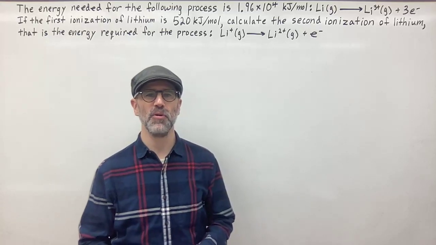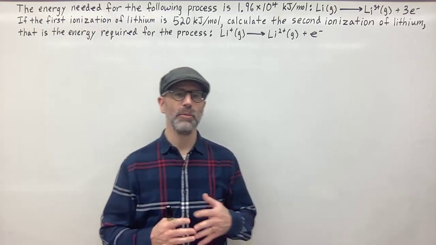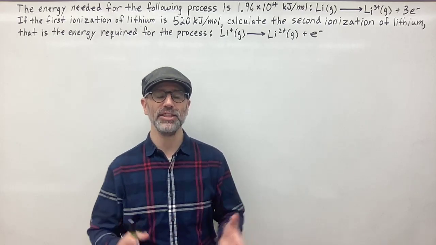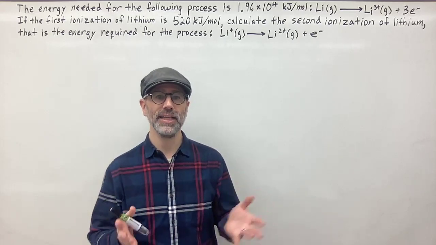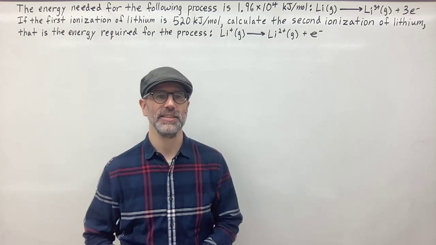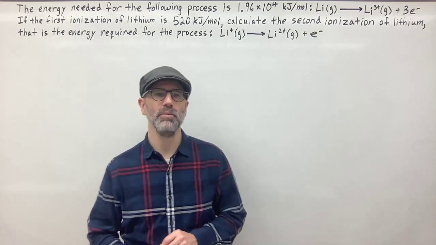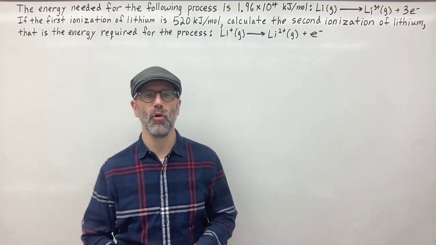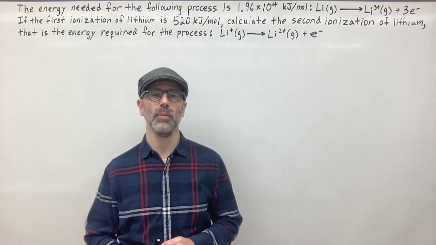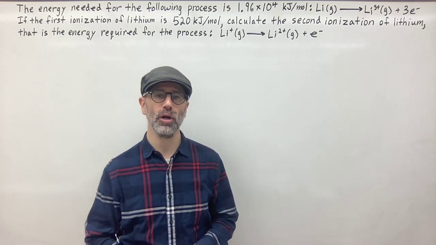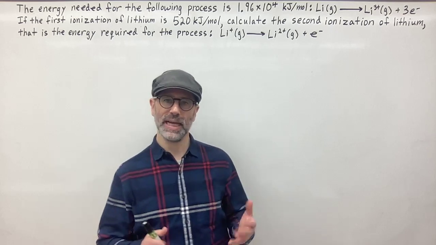My name is Mr. Cobalt, and in this video I'm going to be going over how to calculate ionization energies of a lithium atom. So let's get into this. In this problem, we're told the energy needed for the following process is 1.96 times 10 to the 4 kilojoules per mole. And what is that process?